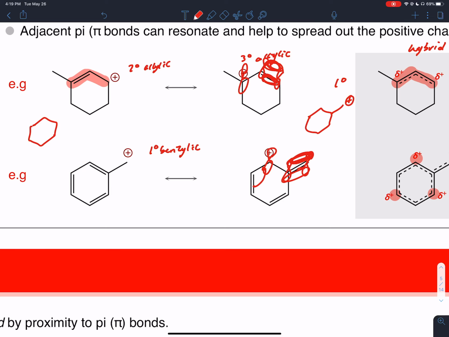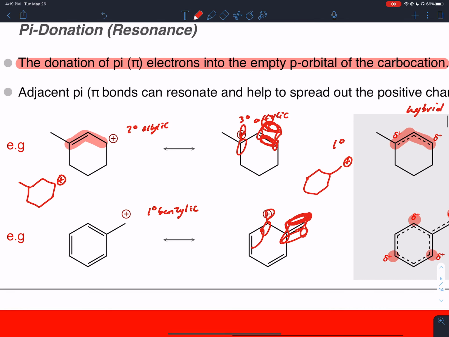And if you just looked at a secondary carbocation that was not allylic, that did not have the adjacent pi bond, that would not be as stable as this carbocation here, which has resonance stabilization of that positive charge by the pi electron donation, the resonance from the adjacent pi system. So it's very important that you think not only about sigma donation, but also pi donation.